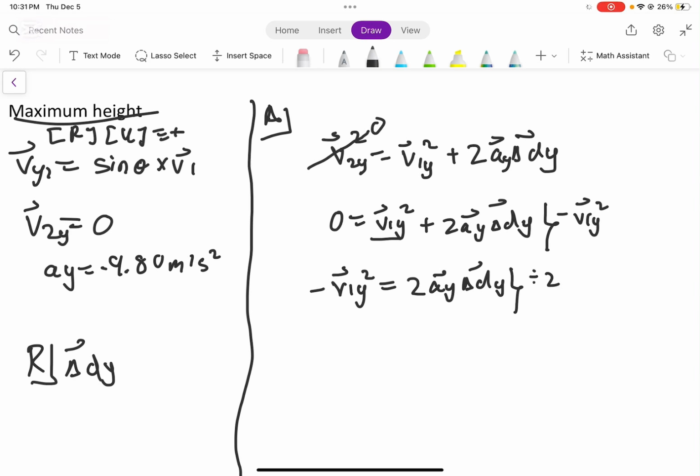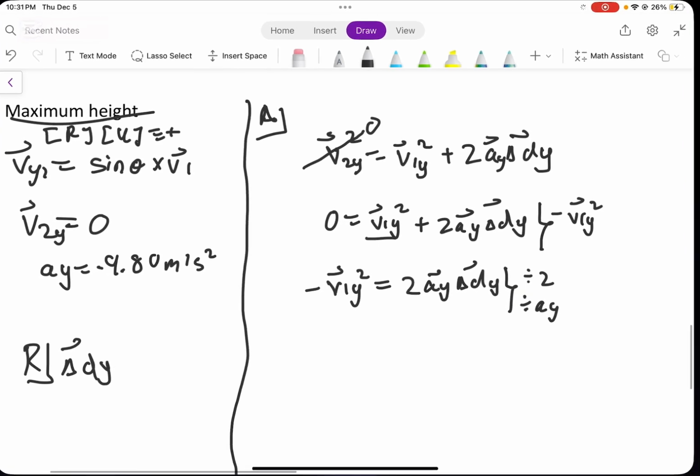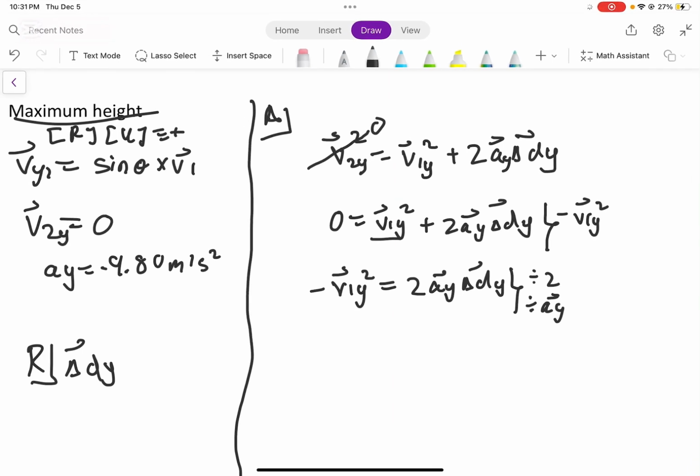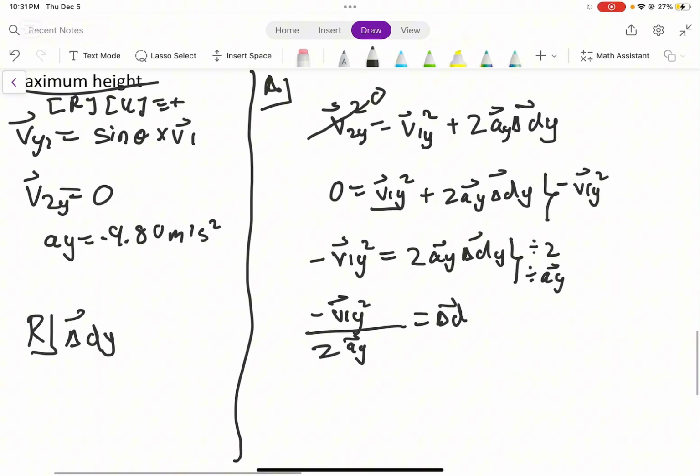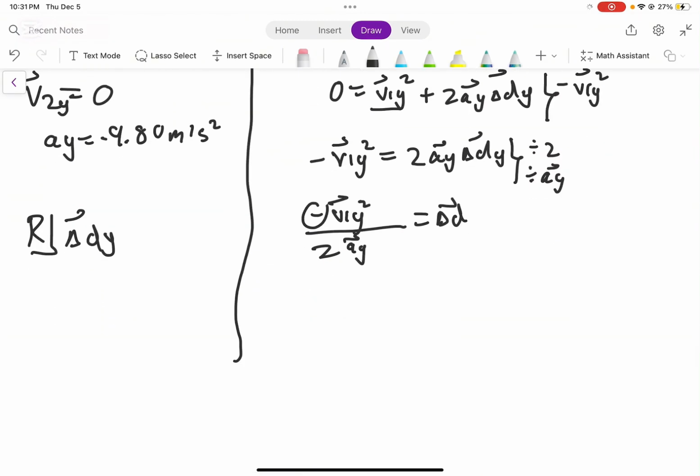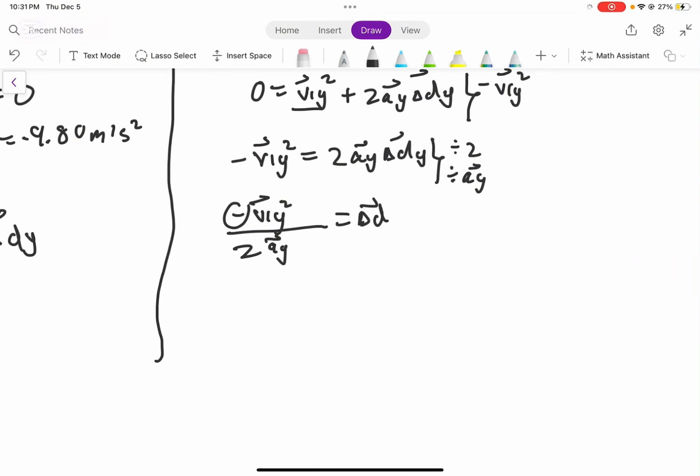Now that we have this, we can remove these two things by dividing them out. So divide by 2 and divide by ay. And now you have negative v1y squared over 2 times ay. Now that you have this, you know that that will equal delta d. Again, you may wonder why we have a negative up top. Does that mean our answer is going to be negative? And if so, how is that possible? Well, you have to remember that, again, in this case, the answer won't be negative because our ay is negative. So the negatives will end up canceling out.